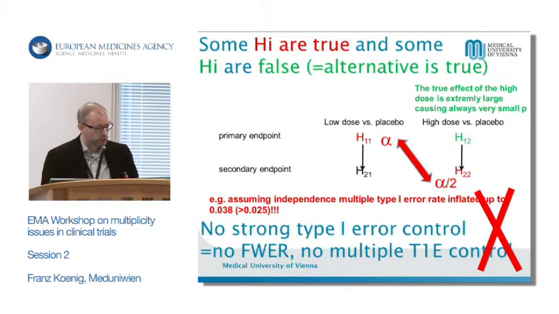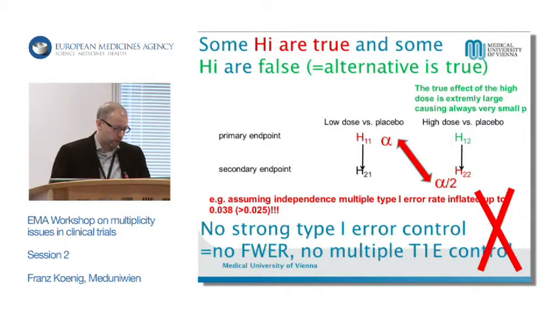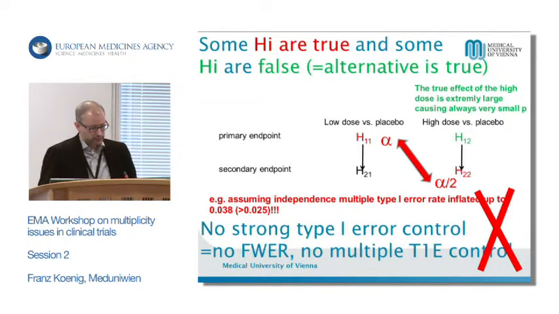So this procedure won't ensure a strict type 1 error control, or we can also say no strong type 1 error rate control is ensured. So that's the bad news with this procedure. Although it's quite complicated, still it will not control the multiple type 1 error rate. And that's exactly the thing what Catherine was mentioning in the first presentation.